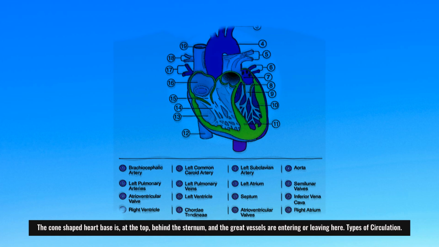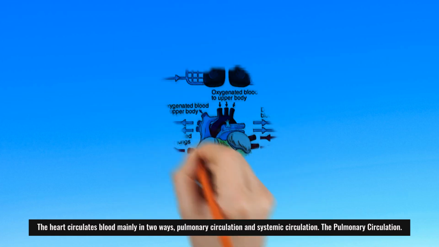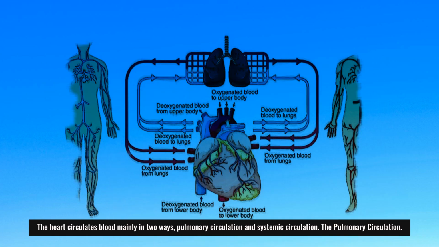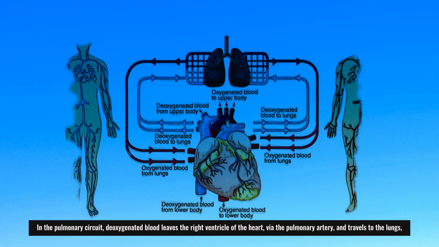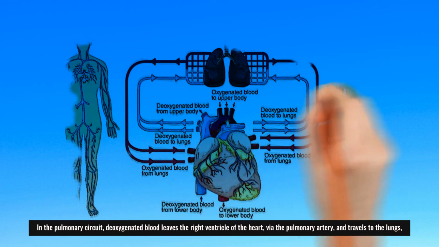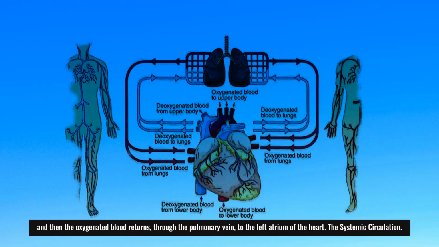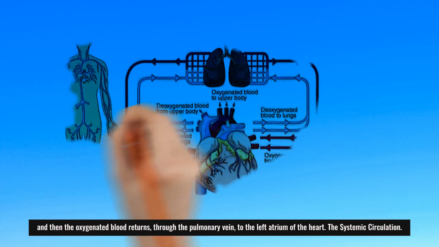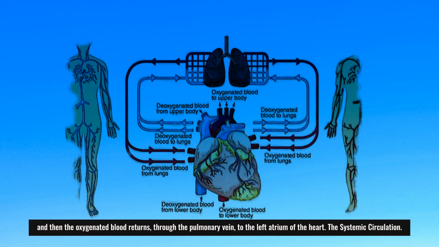Types of circulation. The heart circulates blood mainly in two ways, pulmonary circulation and systemic circulation. The pulmonary circulation. In the pulmonary circuit, deoxygenated blood leaves the right ventricle of the heart, via the pulmonary artery, and travels to the lungs, and then the oxygenated blood returns, through the pulmonary vein, to the left atrium of the heart.